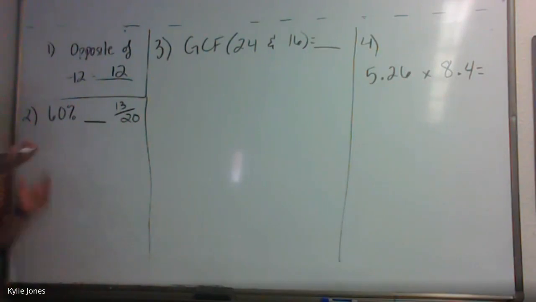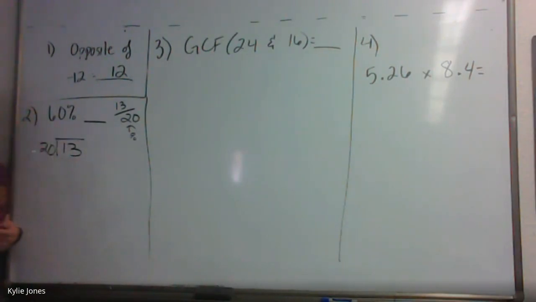So basically what he's saying is they need to be the same format. They both need to be percents, or they both need to be fractions, one or the other. The easiest way to do this is going to take this one and make it a percent. So how do we take 13 twentieths and make it a percent? Divide. 13 divided by 20.